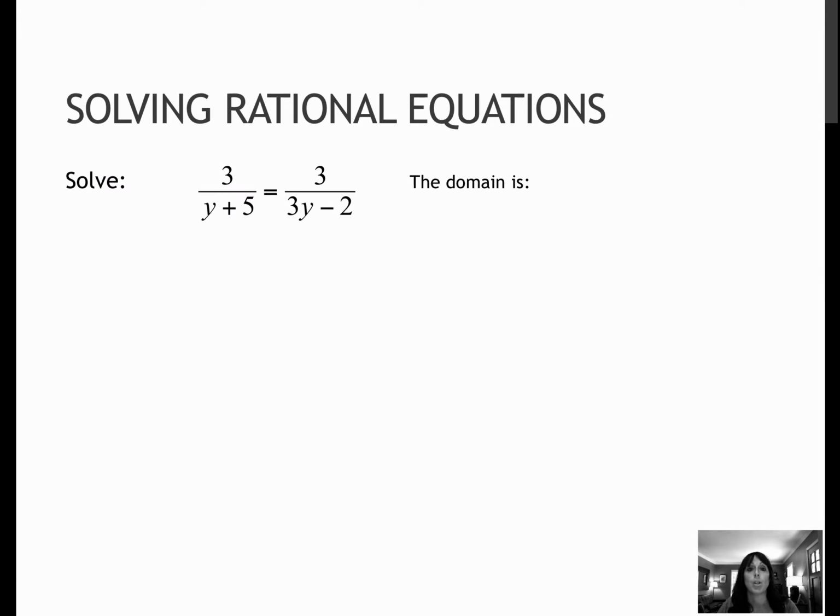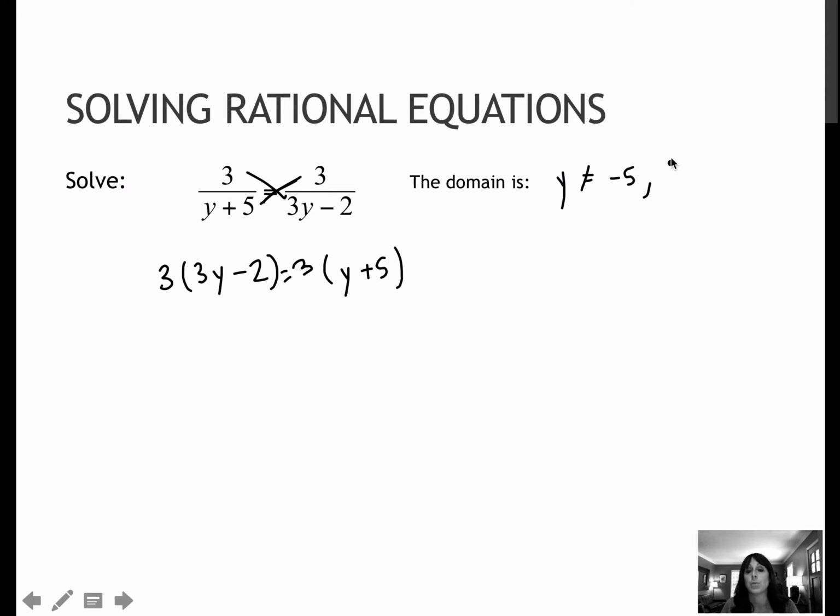For this example, notice that I only have two terms and they're both fractions, so instead of doing the whole LCD thing, this is one where I would do the cross multiplication. So I would take 3 times 3y minus 2 and set it equal to 3 times y plus 5. Restricting my domain, I would say that y can't be -5 and it can't be positive 2/3. So there's my restriction. When I solve, I could distribute the 3, which is probably what I'll do.